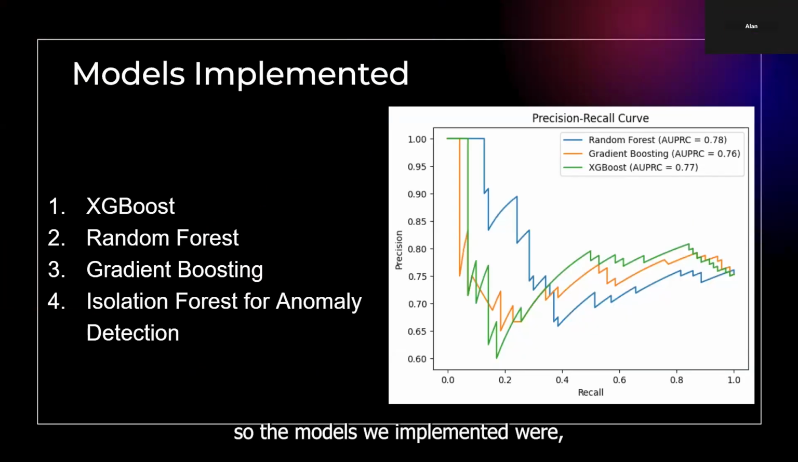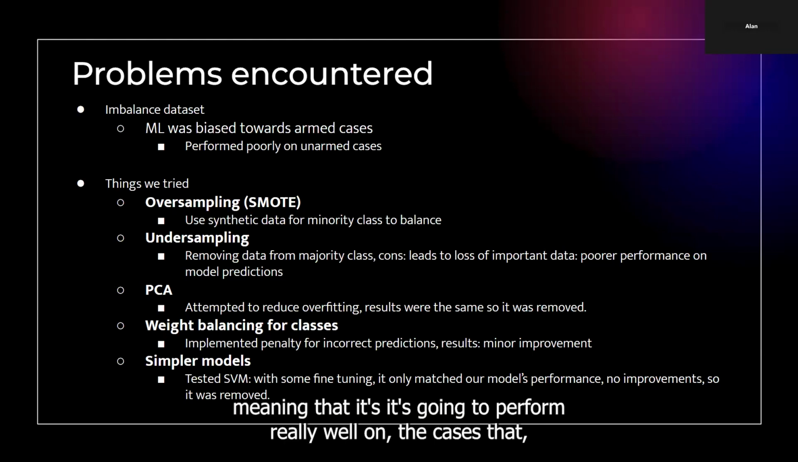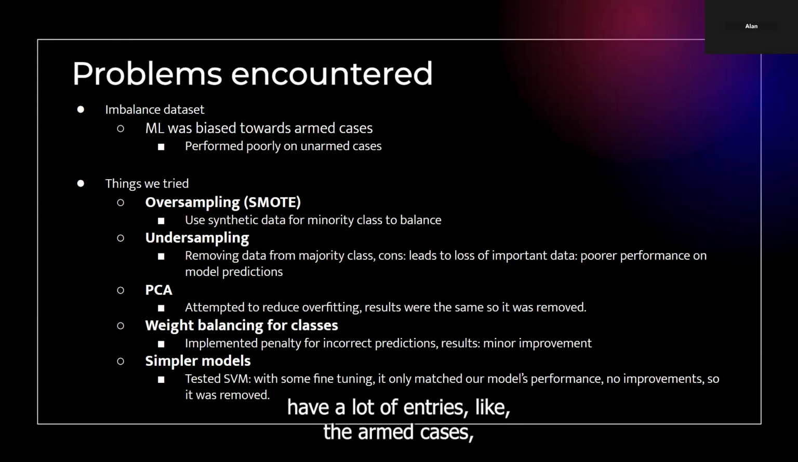So the models we implemented were XGBoost, random forest, gradient boosting, and isolation forest for anomaly detection. On the right, you can see that we used the precision recall curve to analyze the performance of our models because our data set is imbalanced. Some of the problems we encountered was that our data is imbalanced, meaning that it's going to perform really well on the cases that have a lot of entries, like the armed cases.